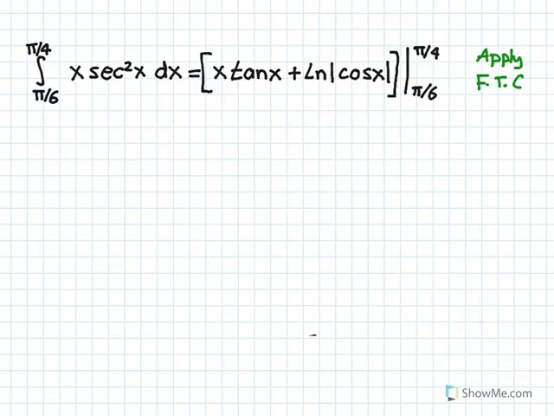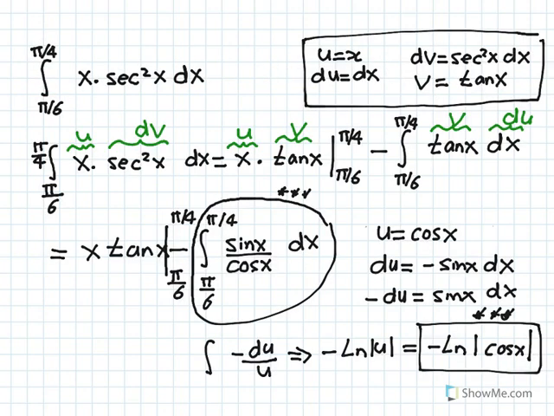And we're going to get the integral from pi over 6 to pi over 4 of x secant squared x dx equal to x tan x plus log of cos x evaluated from pi over 6 to pi over 4. And look at the last page, you can see how the minuses will cancel out. If I was to write this here, we get x tan x minus minus plus log of cos x. That's like the full answer. And then we evaluate from pi over 6 to pi over 4.